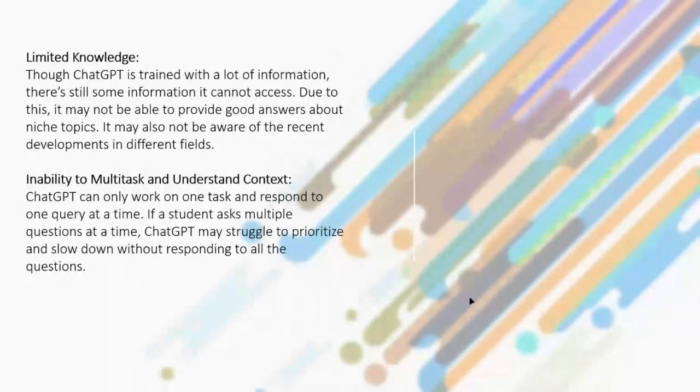Inability to multitask and understand context, okay? It can only work on one task and respond to one query at a time. If a student asks multiple questions at a time, ChatGPT may struggle to prioritize and slow down without responding to all of the questions. Oh, pathetic, right?